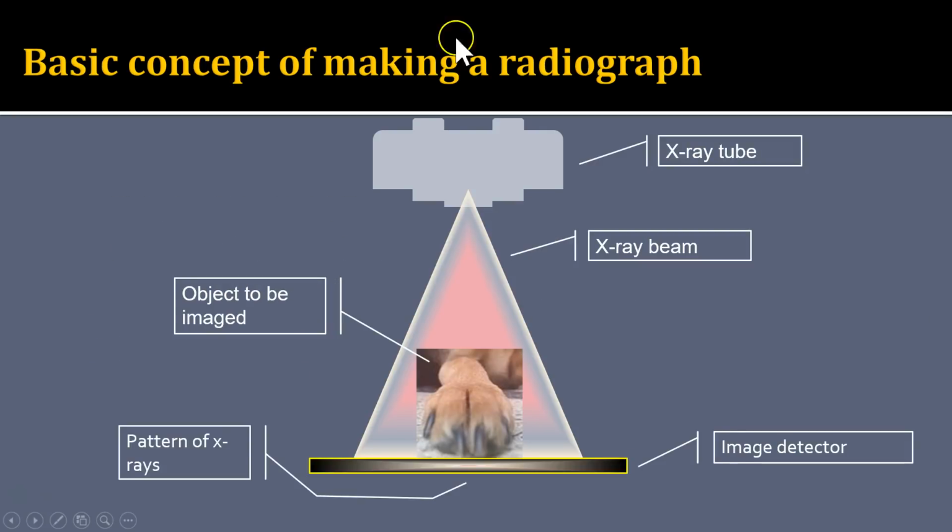So here's a schematic, X-ray tube here. We create the X-ray beam. Notice that the X-ray beam actually flares out as it gets farther from the X-ray tube. We have our image detector. We put our object to be imaged, which is the dog foot here, within that X-ray beam. Then as some of the X-rays get absorbed, but some of them pass through, we get a pattern of blacks, grays, and whites on our image detector, and that is our visible image.